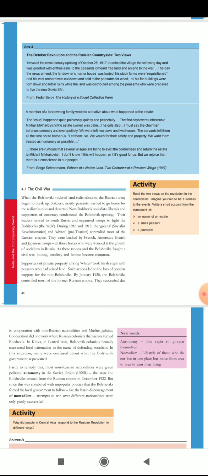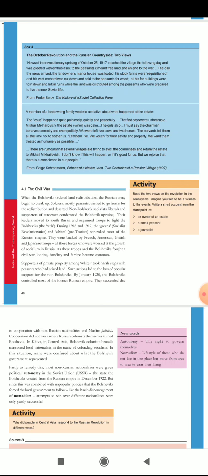After that, today we are going to start with topic 4.1, the Civil War, which is also known as the multi-party civil war. It started in November 1917 and went through October 1922. So the Russian Civil War was fought from November 1917 until, at maximum, October 1922. It was between several groups in Russia.